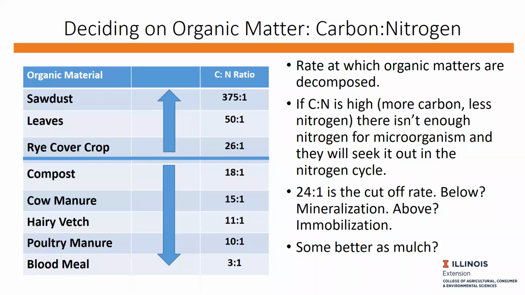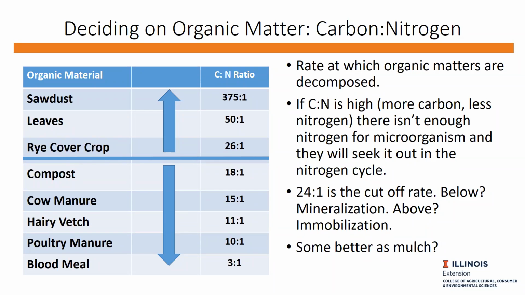24 to 1 tends to be the cutoff ratio for microbial communities to use their carbon to nitrogen ratio. Below, we tend to see mineralization occur. Above it, immobilization occurs. And I'll talk a little bit more about what this tends to mean. At the same time, a lot of times the C to N really dictates an organic matter that may be better as a mulch, because it wouldn't lock as much of that nitrogen away from my microorganisms and their ability to get it, not my plants.